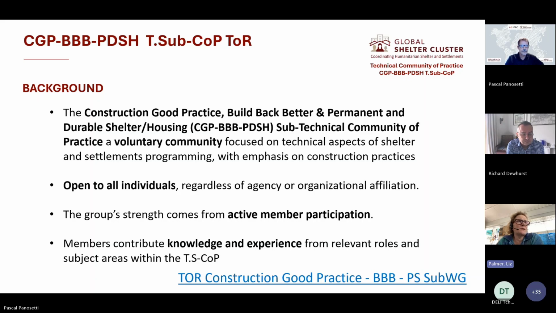So basically the background of this group was that we had a number of working groups under the shelter cluster that had been merged. And it was determined that, based on the aligned approaches and outcomes of those working groups, this was a convenient way to combine all of our ambitions, should I say, in terms of ensuring technical aspects of the shelter and settlements programming with an emphasis on construction practices. So obviously all of our working groups and sub-working groups within the shelter cluster are open to all individuals. And I think there's one more point on this slide.